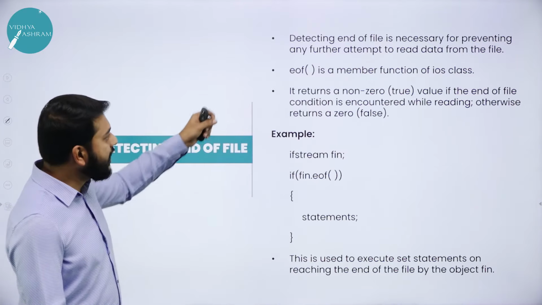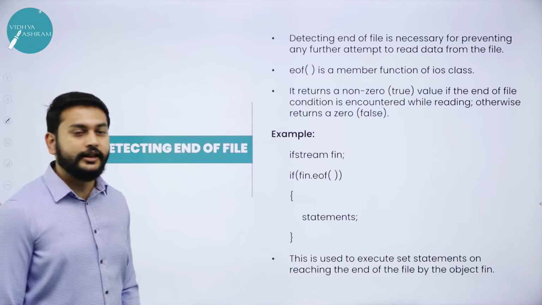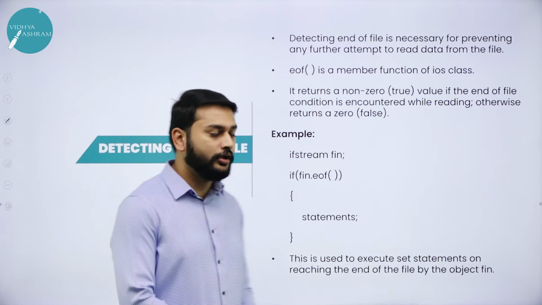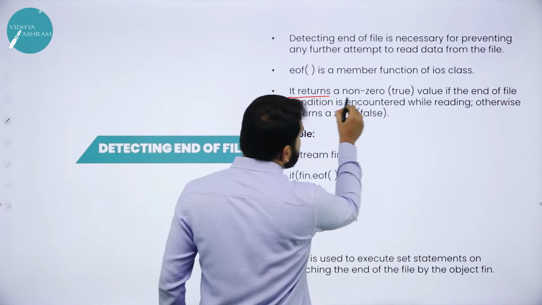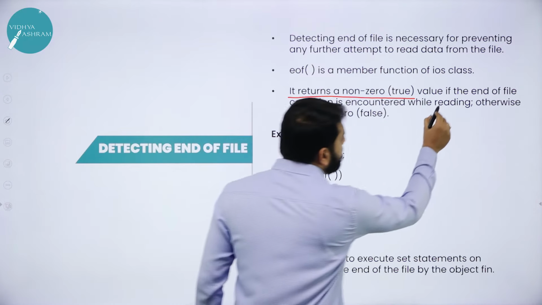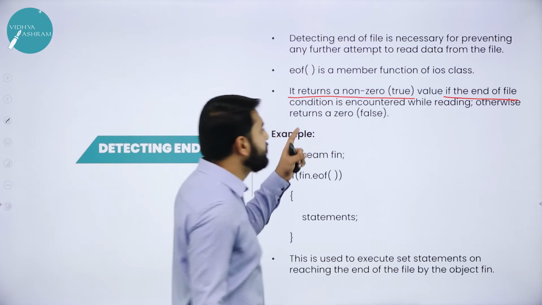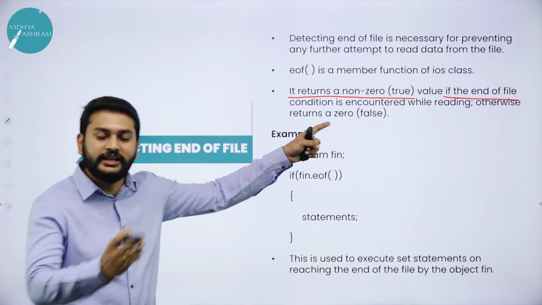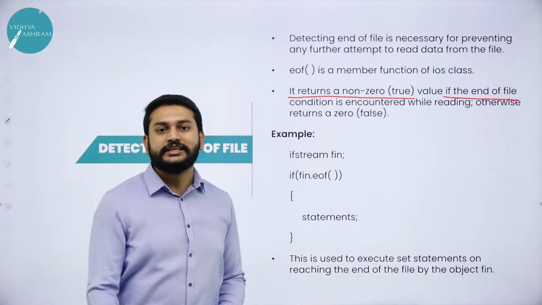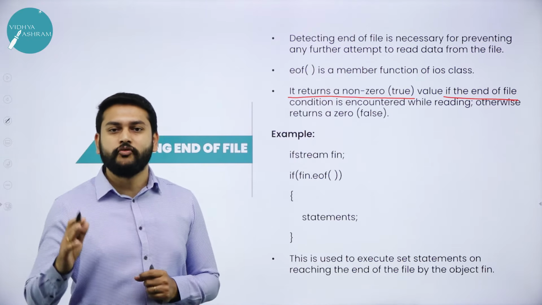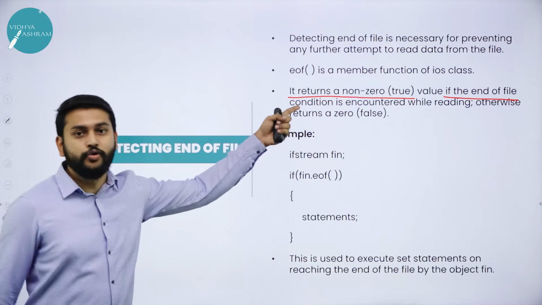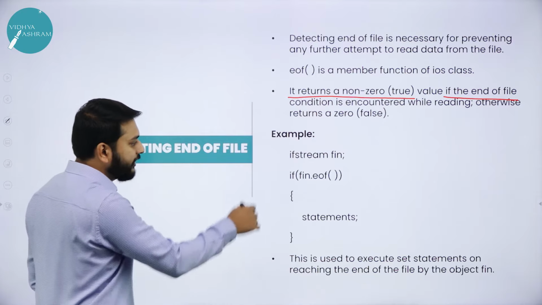What do I have? End of the file. What exactly is the end of the file all about? Please understand here. It returns non-zero, that is true, if the end of the file condition is encountered. If it reaches the end of the file, it says true, otherwise it says 0. To check whether I have reached the end of the file or not, I am using this function. How do I do that? Please observe, I have an example.